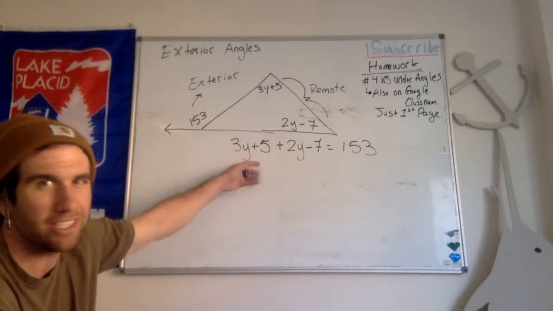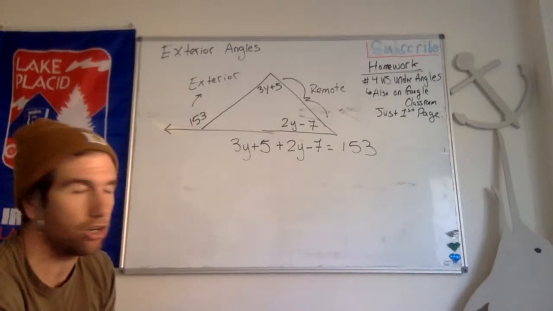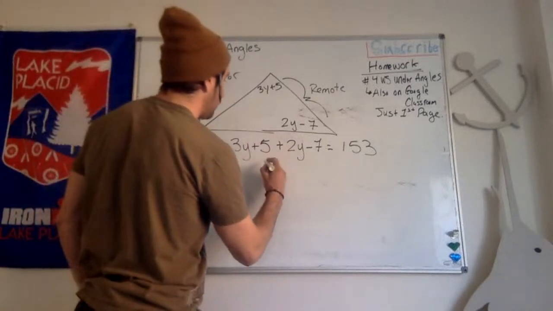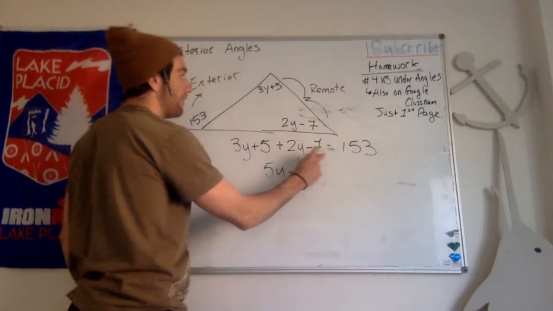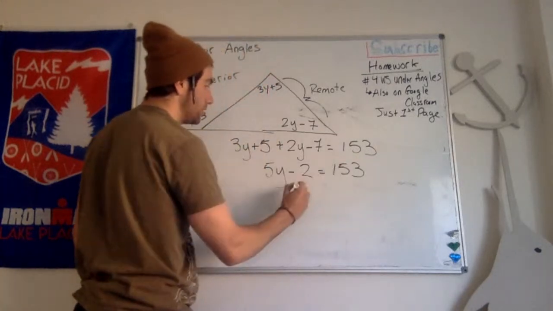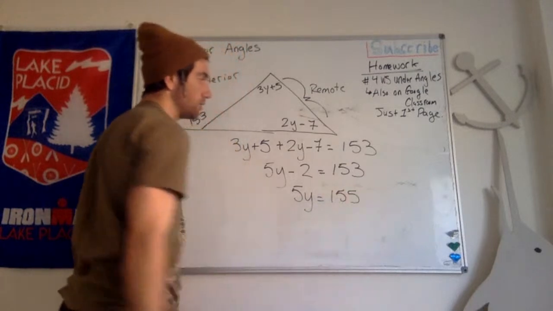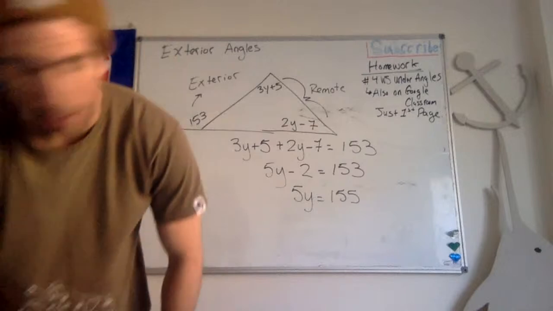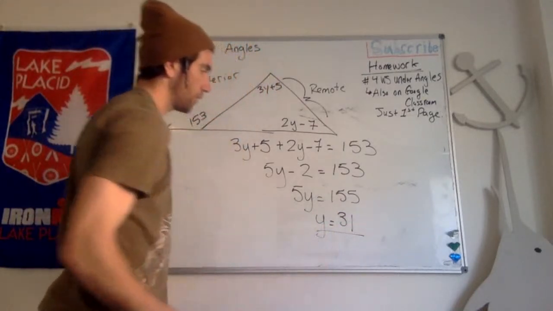All right, so now when it comes to here, guys, yesterday we just had numbers, but now I have expressions, and this is fine. I made myself an equation, so you can go ahead and just solve this by combining like terms and solving for, in this case, y. So I have 3y and 2y, which is 5y, minus 2, because positive 5 minus 7 is negative 2, equals 153. Add 2 to both sides is 155. Then when you divide both sides by 5, you get y equals 31. Okay?